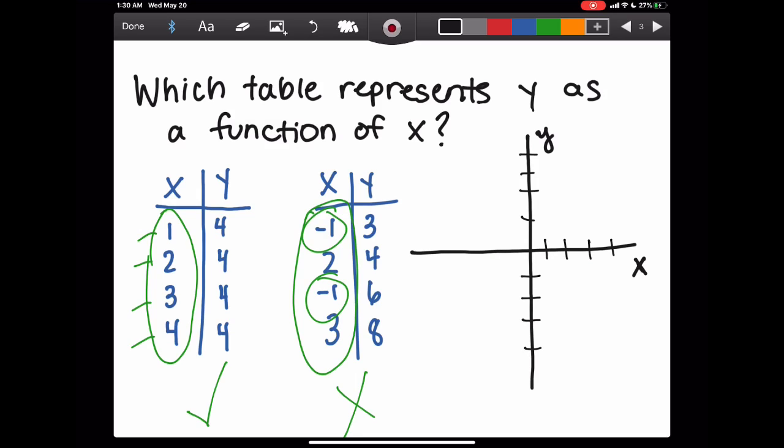Let's take a look at it here. I'm not going to be able to graph everything. But let's look at -1, 3. I'm going to plot that point. I'm going to go over to -1 and up to 3. Point there.